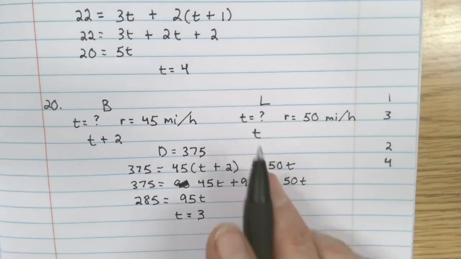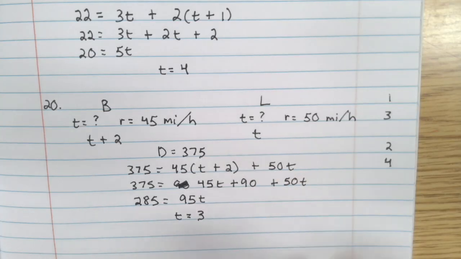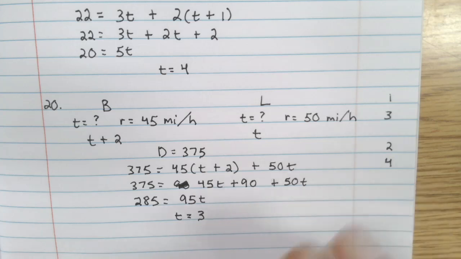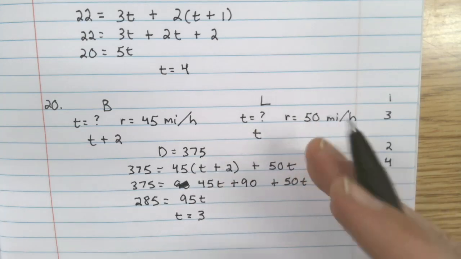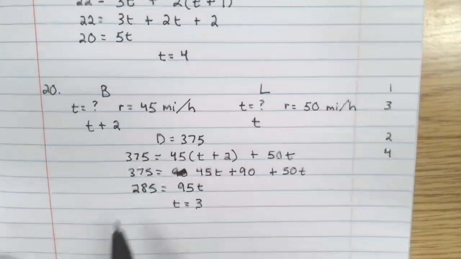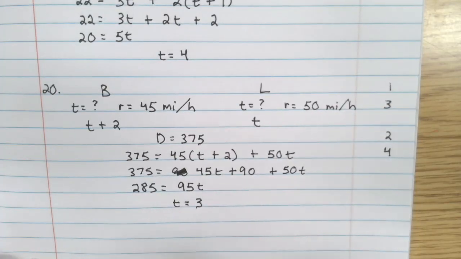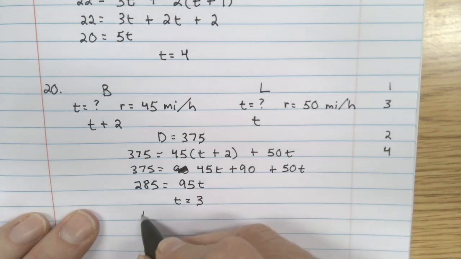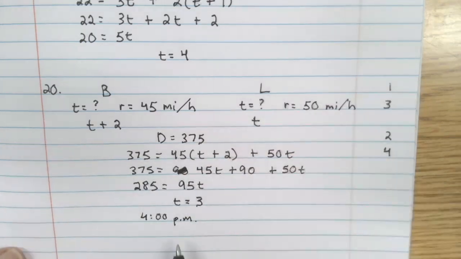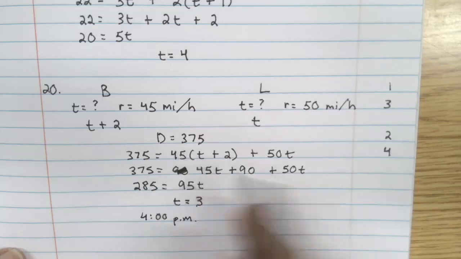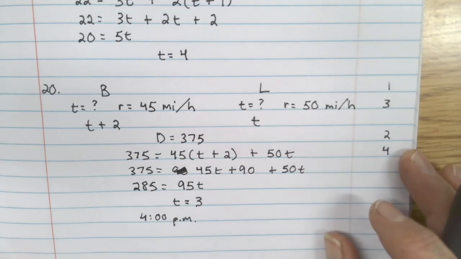But the question actually says, at what time will they be 375 miles apart? So I have to remember, when did Lane leave? He left at 1 p.m. So what's 3 hours after 1 p.m.? And the answer is 4 p.m. So at that time, these two guys will be 375 miles apart.